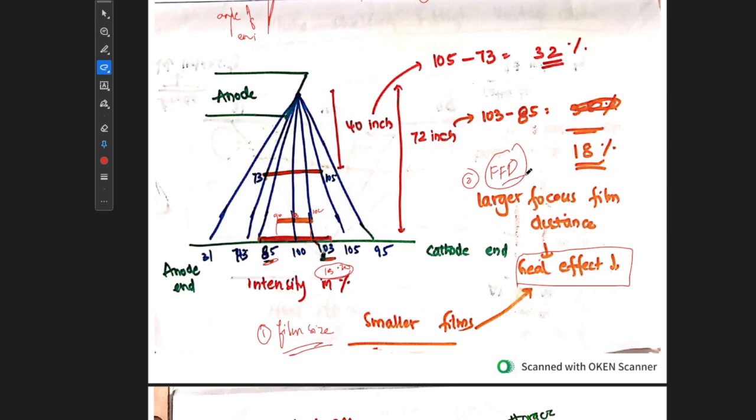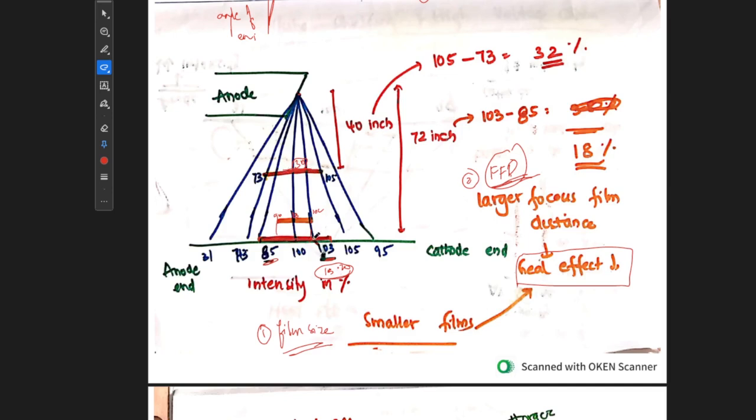The second parameter which determines the Heel effect is focus film distance, the distance between the anode, that is the focus, and the film. The focus film distance for this film is 40 inches, and for the second film it is around 72 inches. At the anode end for this film, the intensity is 73, and at the cathode end, the intensity is 105. So there is around a 30 intensity difference between the anode and cathode end for this film.